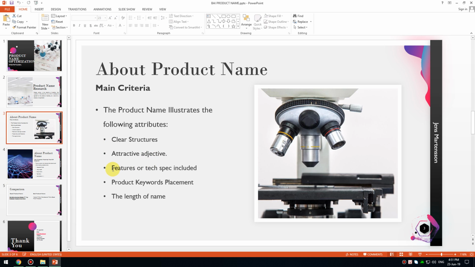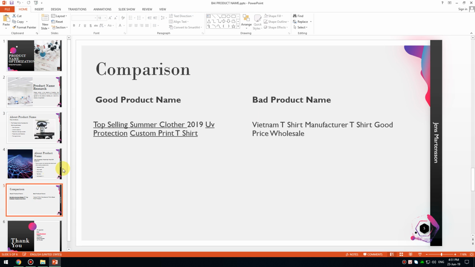Another thing I would like to mention is that the features or technical specifications need to be included in your product name. For example, this t-shirt has the feature of UV protection, so you need to get it into your product name in order to have a good product name.